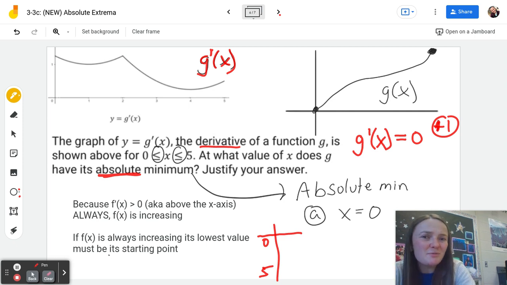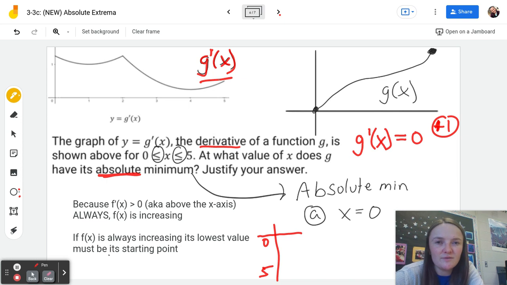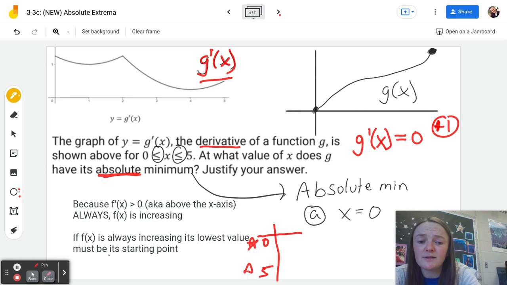Well, there's no place where the derivative graph equals 0. It doesn't cross the x-axis at all. In fact, we can see there is neither a relative min nor a relative max here because there is no place where the derivative crosses the x-axis. So if the derivative goes from below the x-axis to above the x-axis, that means it's going from decreasing to increasing, which would make a minimum. We don't have that here. So the only option for us is to check the endpoints.